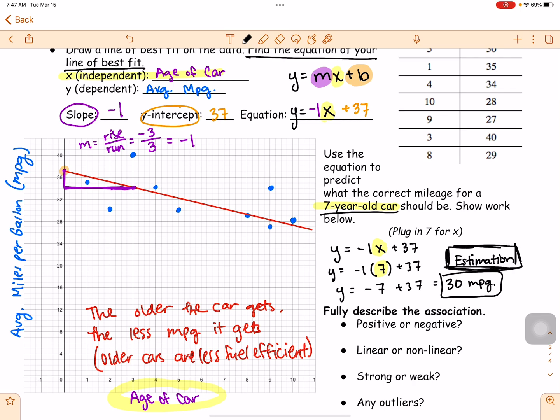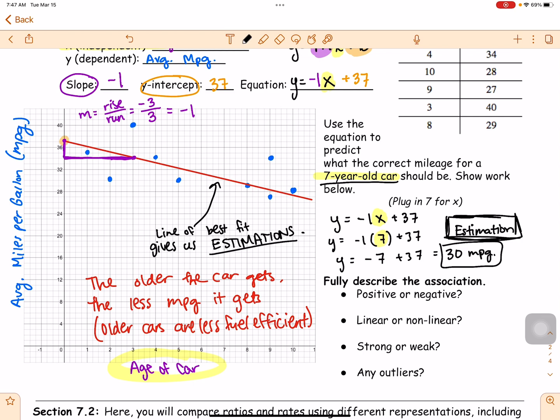So line of best fit gives us estimations. I'm going to write that here. Line of best fit gives us estimations. It's not perfect, right? It is just the best fit of the data. So it gives us estimations.